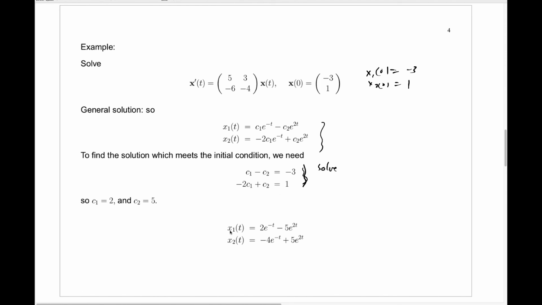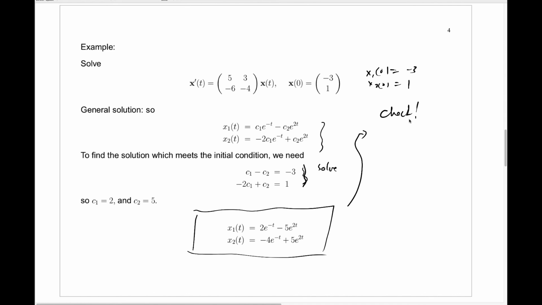So when we put those in, we get our final solution. x1 of t is 2 e to the minus t minus 5 e to the 2t, and x2 of t is -4 e to the minus t plus 5 e to the 2t. Do you think it's worthwhile checking such a solution? The answer is you'd better check, because it's very easy to make mistakes here.